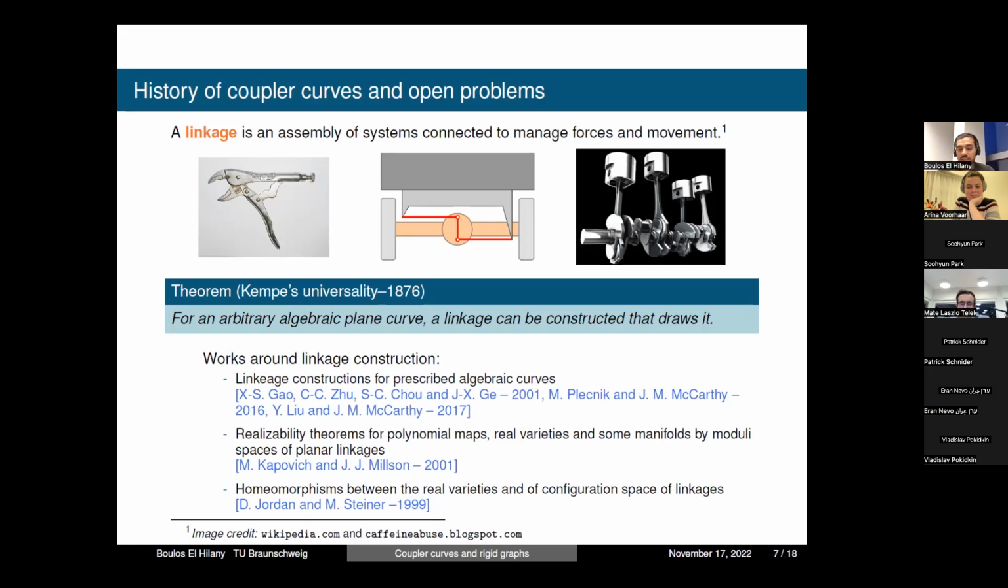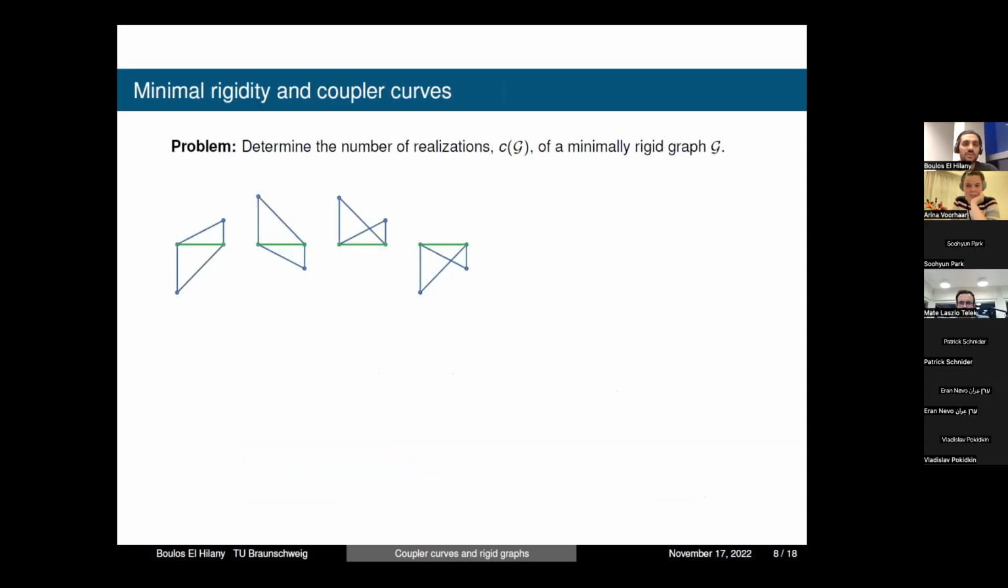Yes, and lots of other results were generalized. For example, it's proven that any real algebraic set is homeomorphic to something that's drawn by a linkage. But anyway, just to convince you that lots of people worked on this problem.